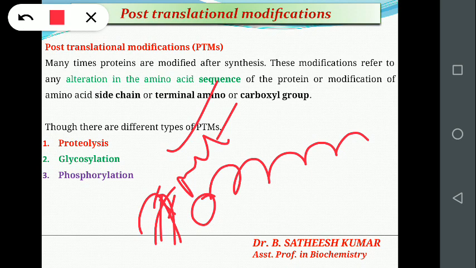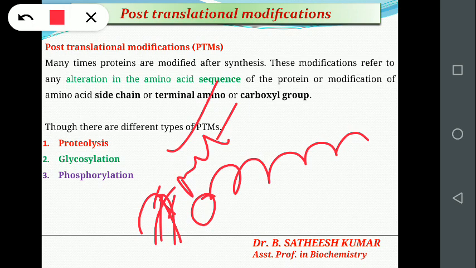So in case of eukaryotes, we have three post transcriptional modifications. The first one is 5' capping, the second one is poly A tailing, and the third one is splicing. In the same way, we have various types of post translational modifications. Post means after, translational modification means after the translation, after getting the polypeptide chain, that polypeptide chain undergoes various modifications to form a functional protein. That is why they are called post translational modifications.